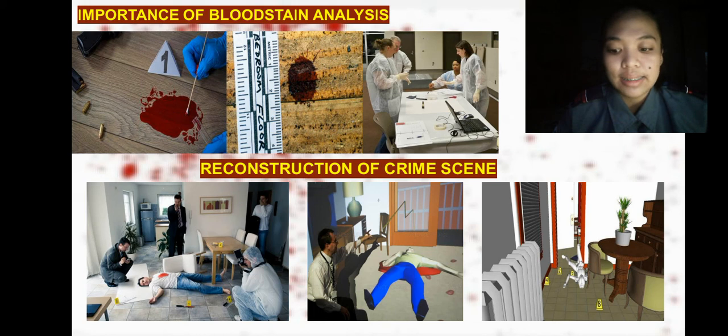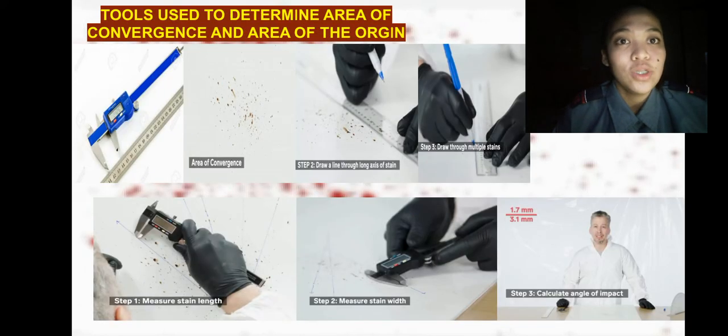Next is the reconstruction of the crime scene. The analysts use analysis data to put a contextual explanation to the stain pattern. Ina-identify din ng mga examiner or ng mga investigator kung ano ba ang nangyaring krimen, and also para ma-identify din nila kung anong klaseng krimen ba ang nangyari, and kung ang dugo ba na yun ay nanggaling sa biktima or sa suspect.